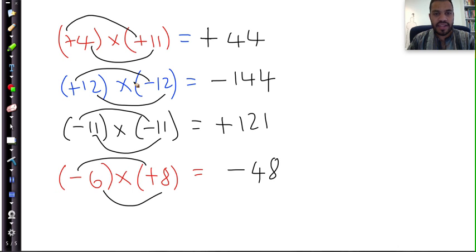In the next video, I'll continue with adding and subtracting integers in more detail.